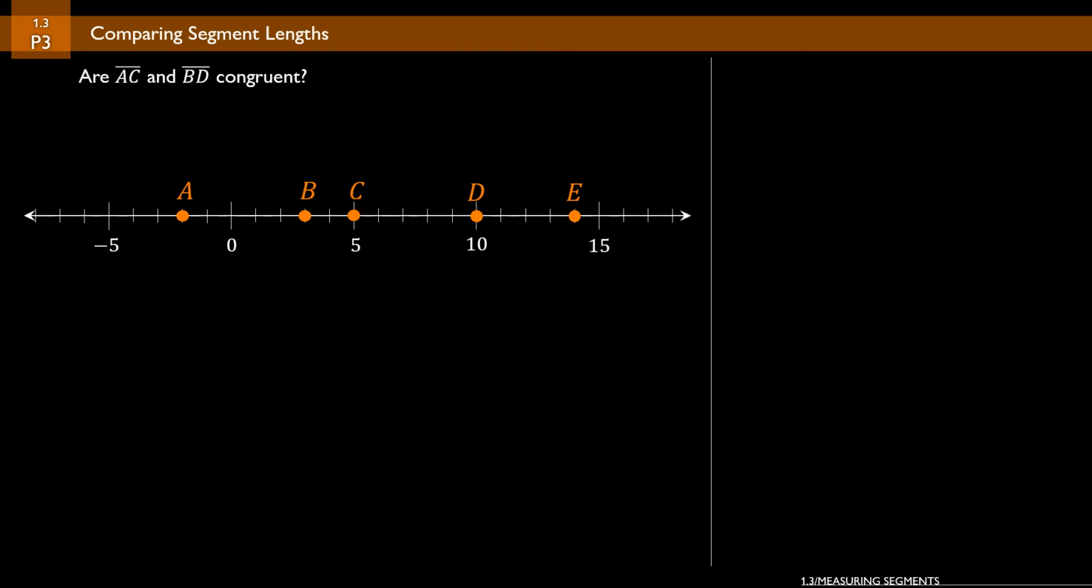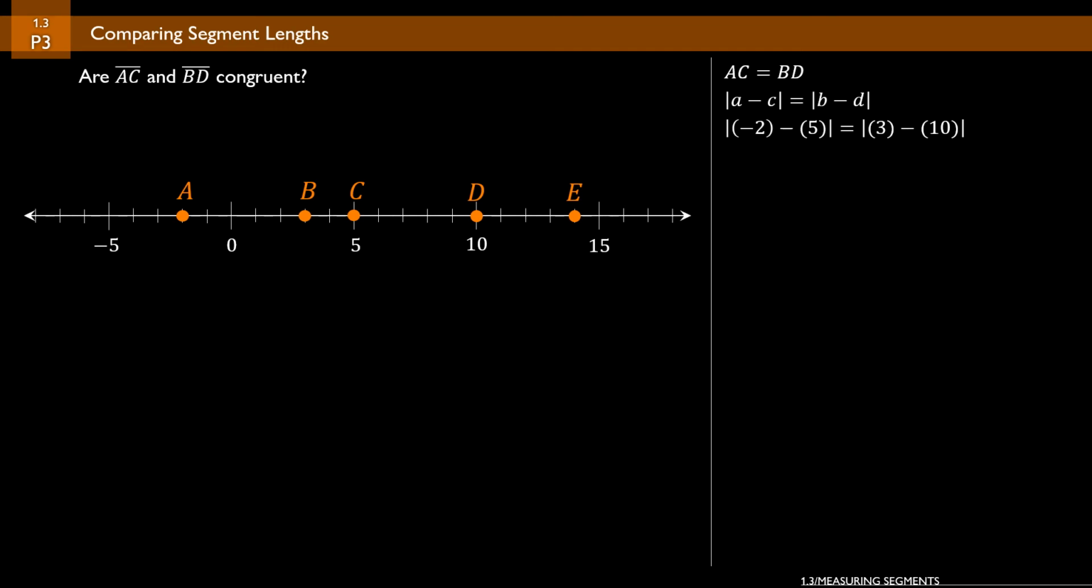So if we again start out with AC equals BD, we're going to replace those segments with the formula for distance. For AC, it's going to be the absolute value of A minus C. And for BD on the other side of the equal sign, we're going to do the absolute value of B minus D. So we have the absolute value of A minus C equals the absolute value of B minus D. Now we simply substitute in the values that we have.